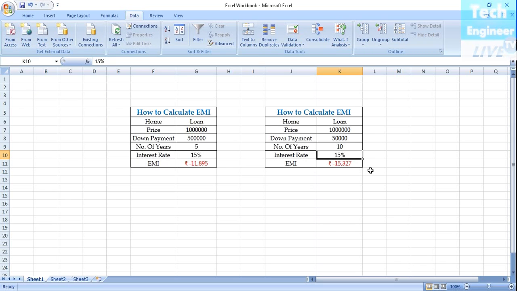So that's how you can calculate the amount we have to pay over 10 years, and this is how we can find it out with the PMT formula and the Goal Seek function as well. Hope you learned something about this. Thanks for watching.